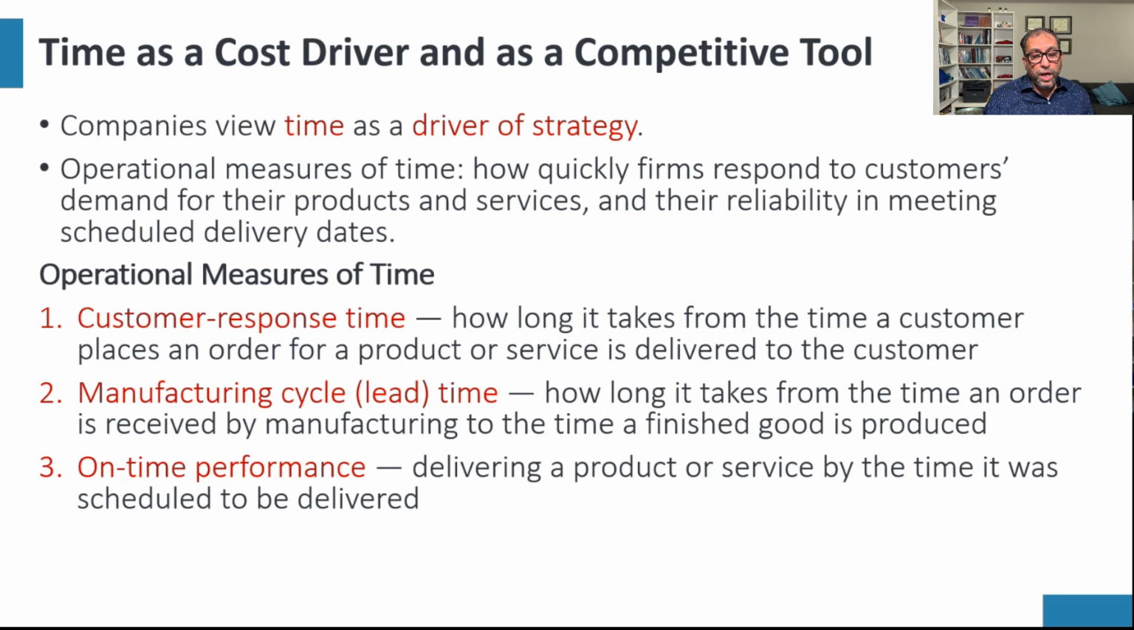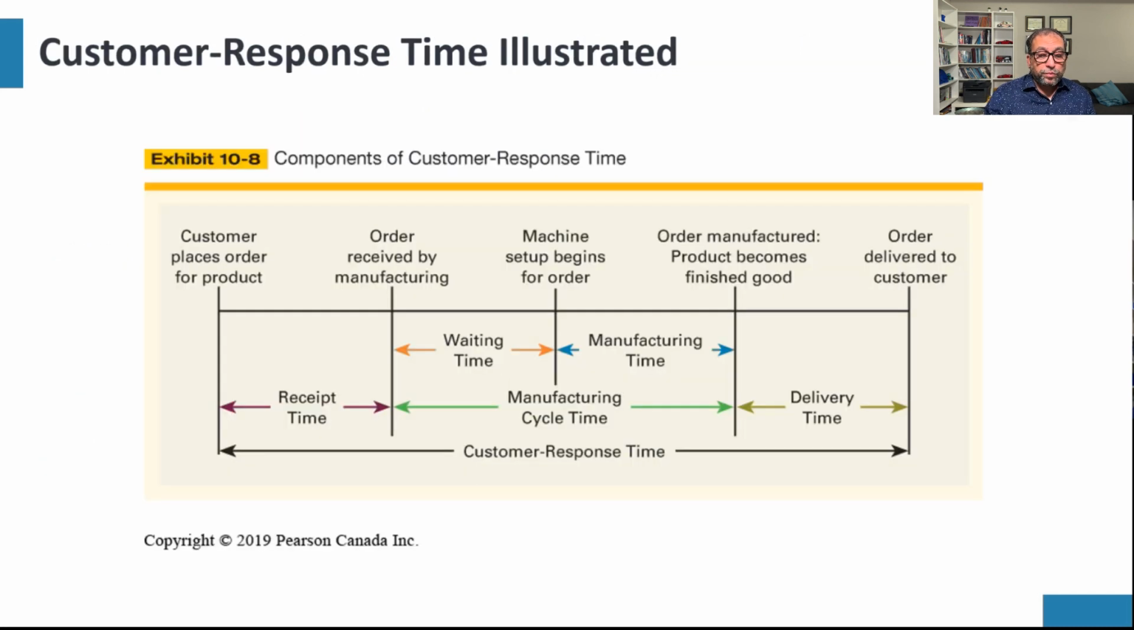Then there is on-time performance: delivering a product or a service by the time it was scheduled to be delivered. This is a way to measure the performance of an organization. They promise, okay, we will deliver your car within 3 months, and you get it within 3 months. That is on-time performance.